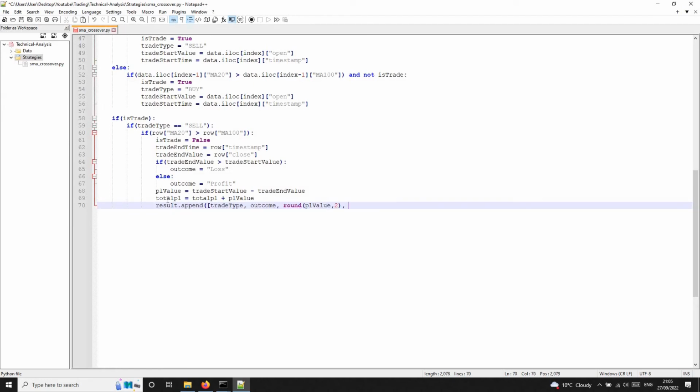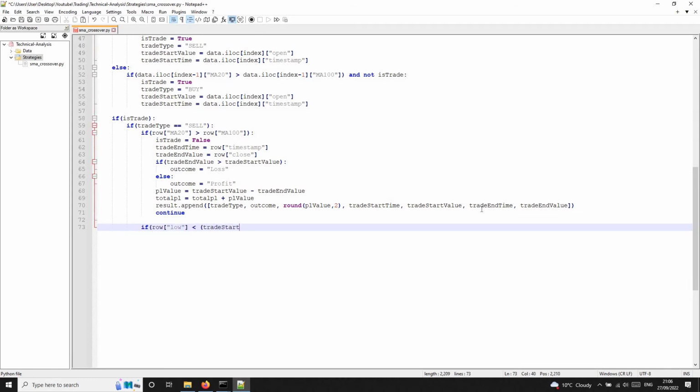Okay, and then I'm going to append into our result array, which we created, and I'm going to capture all these things, because later we will show in the console what our trade type was, what our outcome was, and what our profit-loss was. I'm rounding it off in case it goes to a float value, along with the start time, start value, end time, and end value. So that is one scenario of how our trade could end. If that's the case, then we're going to skip the rest of the code in the for loop and go to the next value within the for loop.